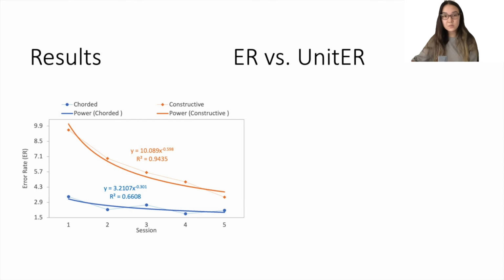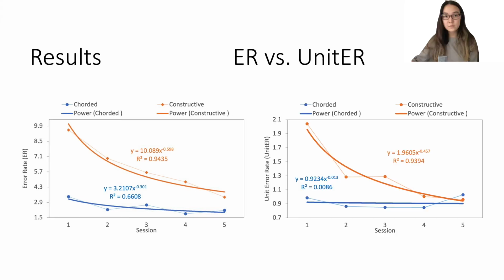For the constructive method, error rate dropped significantly from session 1 to 5. No such trend was observed for the chorded method. For the constructive method, unit error rate reduced from session 1 to session 5. Like error rate, no such trend was observed for the chorded method.